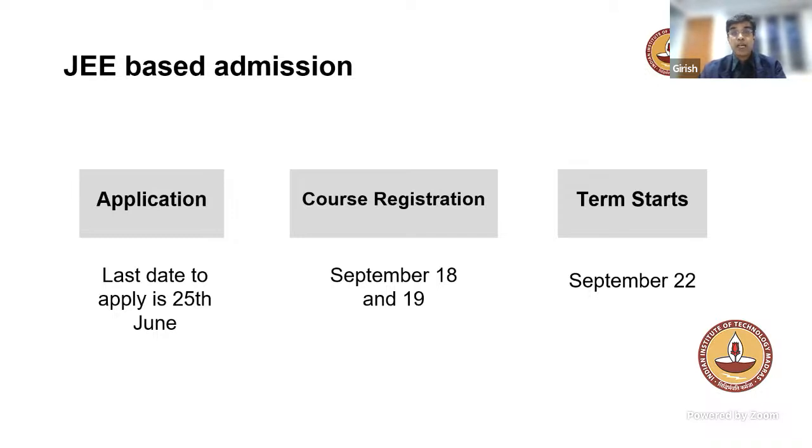As you can see, the last date for application was 25th June. The course registration for all of you will be on September 18th and 19th, where you will be able to select the courses, pay for those courses, and start the term. The term starts on 22nd September. One thing that you have to note here is you can choose the number of courses. You can choose up to 4 courses in a term, but you also have the flexibility to choose a smaller number of courses. For example, you can take only 2 courses and pay the fees only for those 2 courses. However, the maximum number of courses that you can take in a term is 4. So that is about the course registration and the starting of the term.